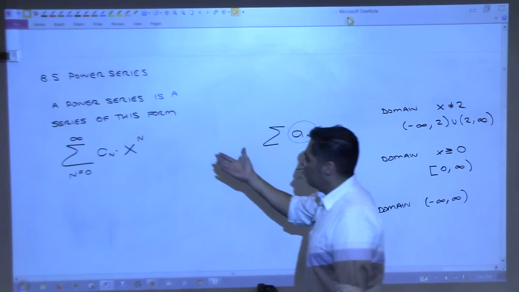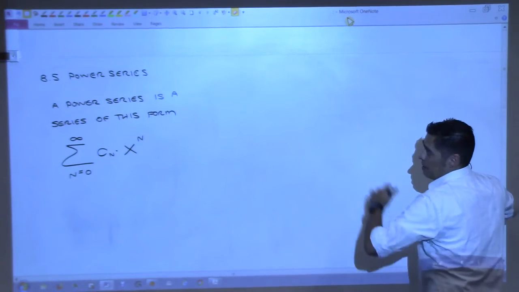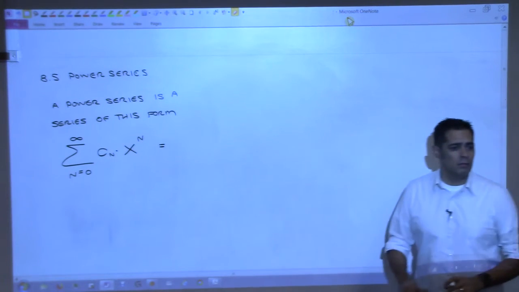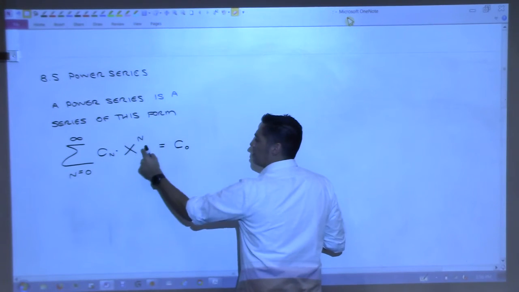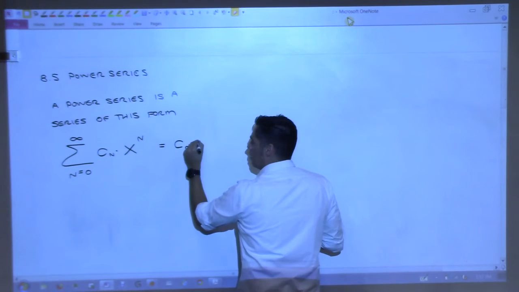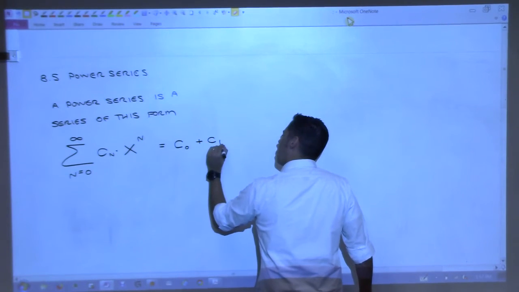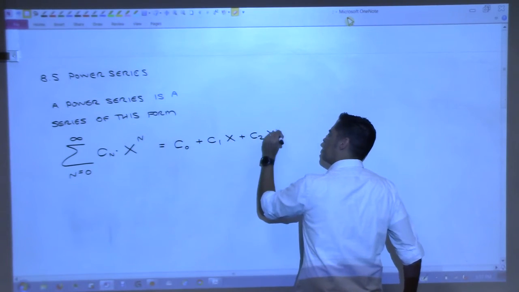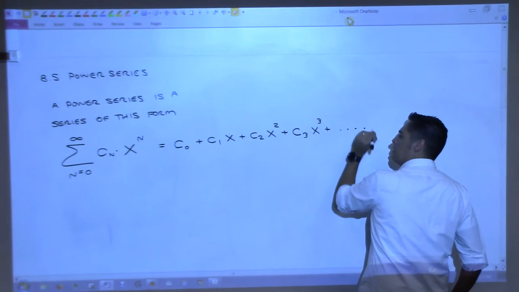So what does this look like? That's it right there. That's a power series. If I ask you to start writing this out, first you'd plug in 0, wouldn't you? So you would get C sub 0, x to the 0. What's x to the 0? 1, right? So it's just that. And then the next one would be C sub 1 x to the first power plus C sub 2 x squared plus C sub 3 x cubed plus forever and ever.